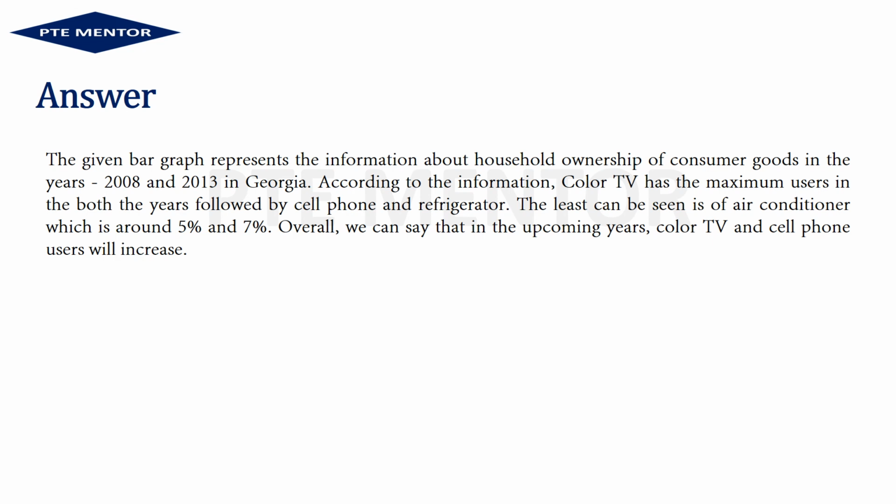The given bar graph represents the information about household ownership of consumer goods in the years 2008 and 2013 in Georgia. According to the information, color TV has the maximum users in both the years, followed by cell phone and refrigerator. The least can be seen is of air conditioner, which is around 5% and 7%. Overall, we can say that in the upcoming years, color TV and cell phone users will increase.